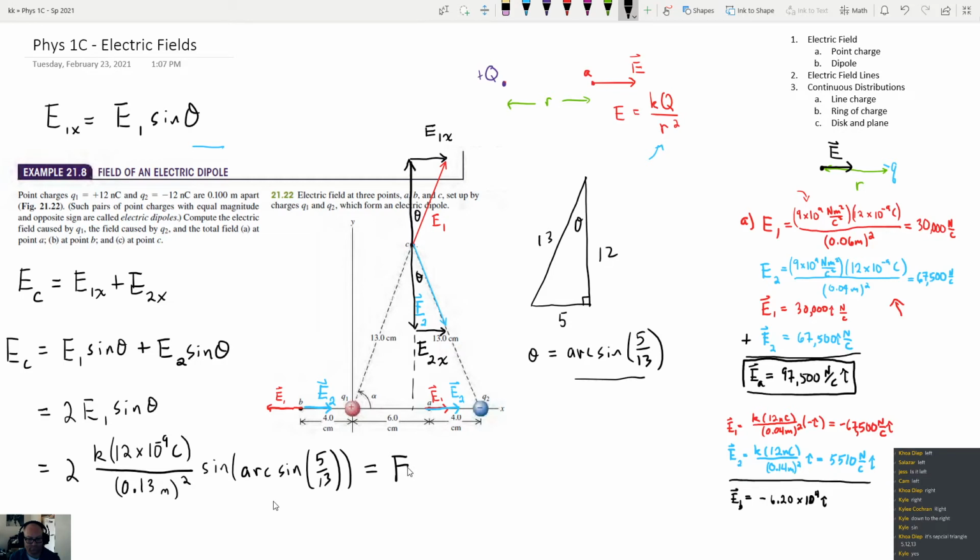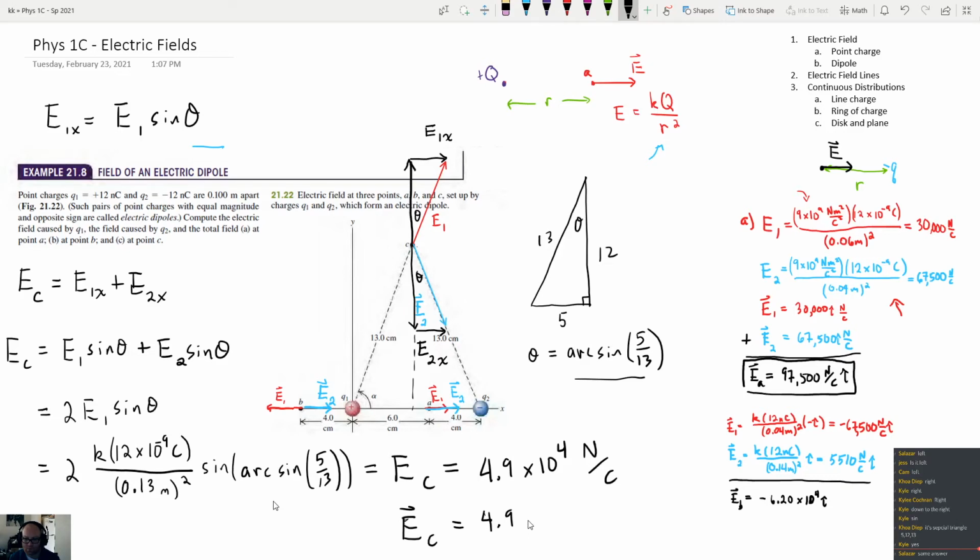It'd be 4.9 times 10 to the 4th. I've done this problem before. I don't remember if that sounds right. Anyone else get the same answer? And then we'll write it in vector form like that.